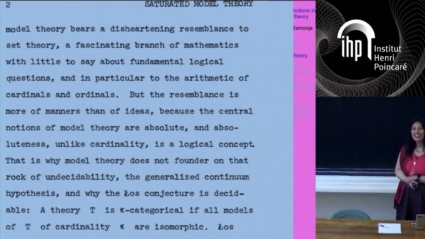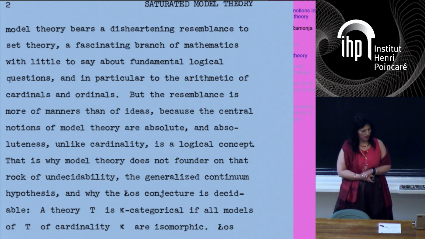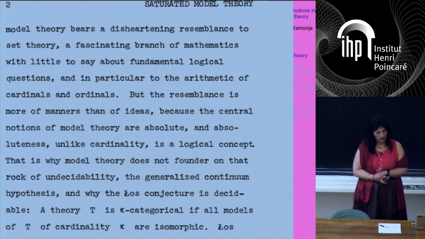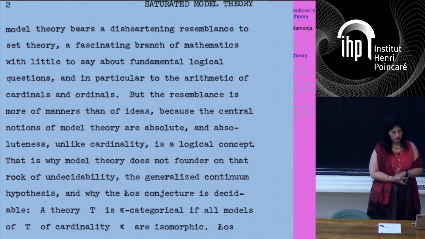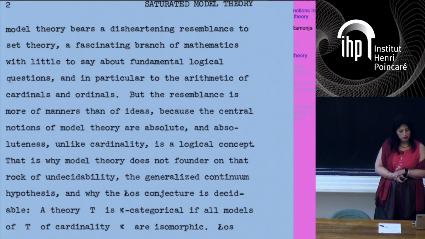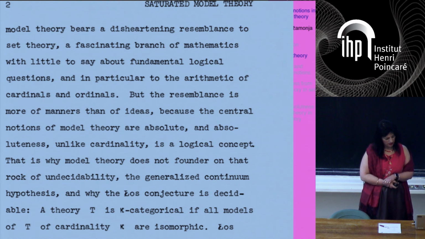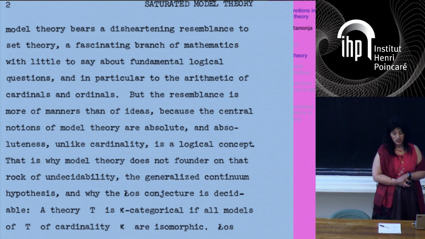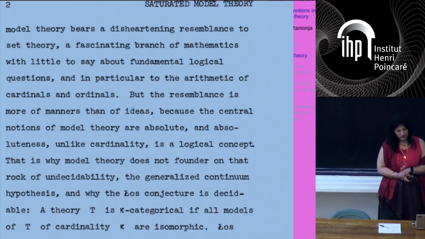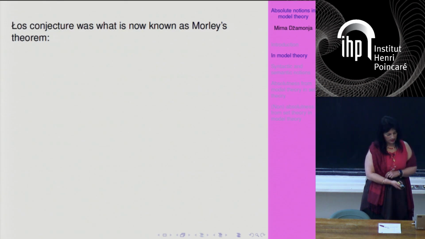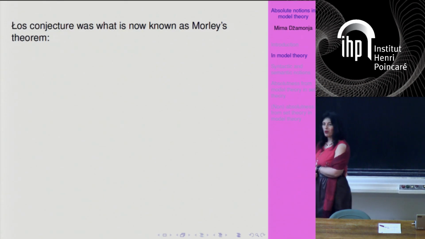He says that model theory bears a disheartening resemblance to set theory, a fascinating branch of mathematics, but with little to say about fundamental logical questions, and in particular the arithmetic of cardinals and ordinals. But the resemblance is more of manners than of ideas, because the central notions of model theory are absolute. And absoluteness, unlike cardinality, is a logical concept. That is why model theory does not founder on that rock of undecidability, the generalized continuum hypothesis, and why the Los conjecture is decidable. Let me tell you what the Los conjecture was, because we know it mostly by the name of Morley's theorem.